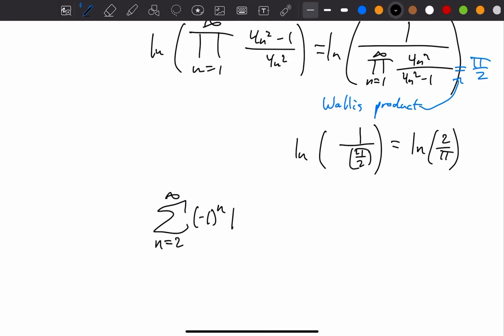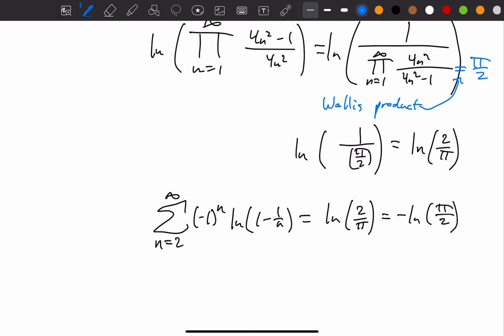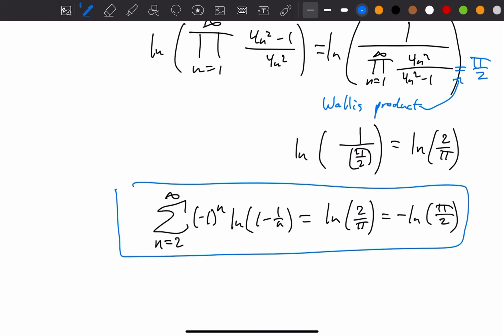Just recalling the original summation, you can write it as this. Or if you want pi in the numerator, you can also write this. This is an equivalent statement. That's the final answer, and I think it's very interesting how pi shows up in here. Thank you for listening.